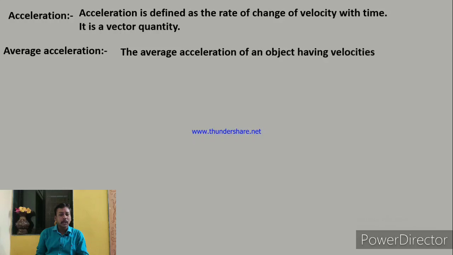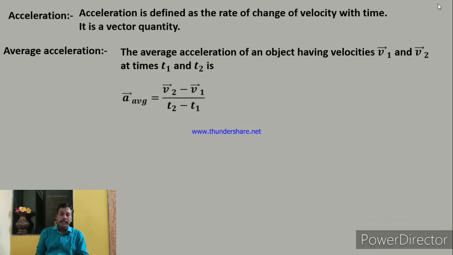Average acceleration: the average acceleration of an object having velocities v1 and v2 at times t1 and t2 is average acceleration equals v2 bar minus v1 bar upon t2 minus t1. Similarly, the formula for average velocity is similar to the formula for average acceleration. In velocity the change is in displacement, and in acceleration the change is in velocity. So average acceleration is equal to v2 bar minus v1 bar upon t2 minus t1.